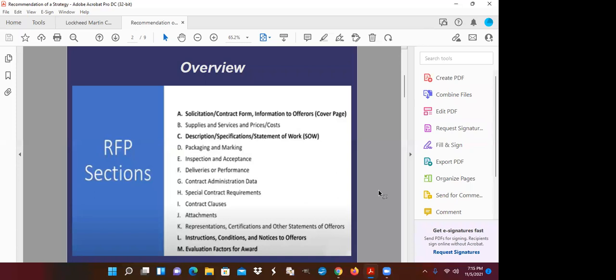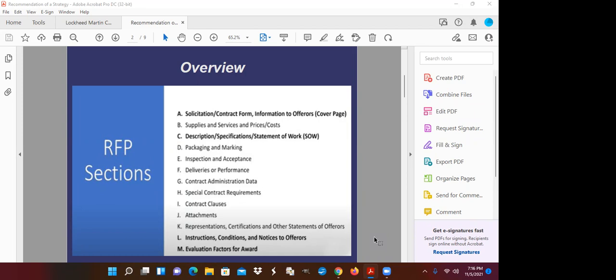which is A. C is going to be the description, specifications, and statement of work. That's going to be one of the major ones. And then you've got L, which is the instructions, the conditions, and the notice to the offerors. And then M, which is the evaluation factors for the award.